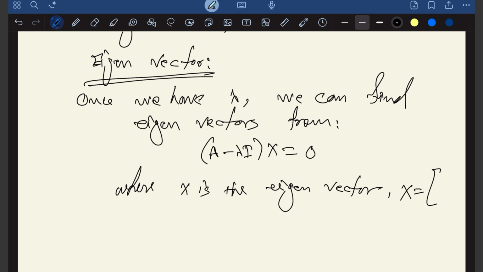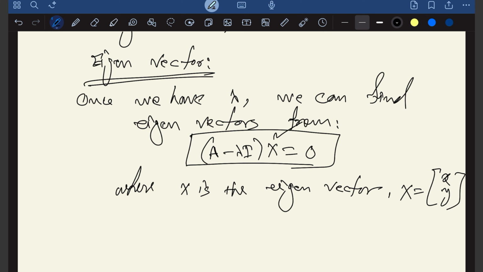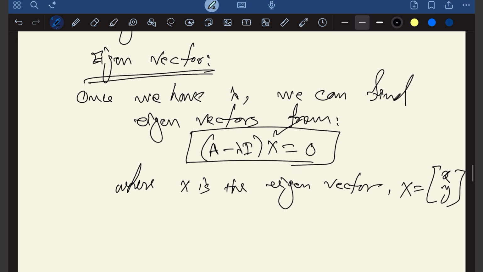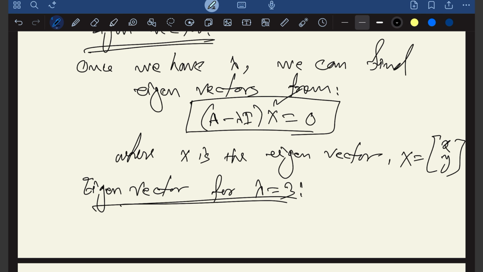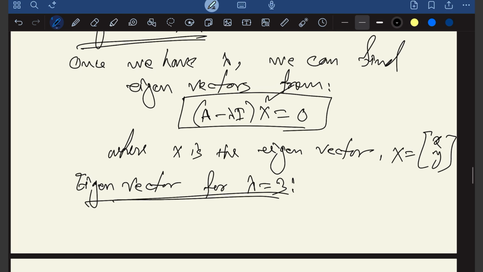X is x, y. So once we have the eigenvalue, we can find the eigenvector by using this formula: A minus lambda I into x equal to 0. Here x is the eigenvector, x is x, y. So we have the eigenvalue, let's see how we find the eigenvector for the eigenvalue lambda equal to 3. Let's see how to find it.